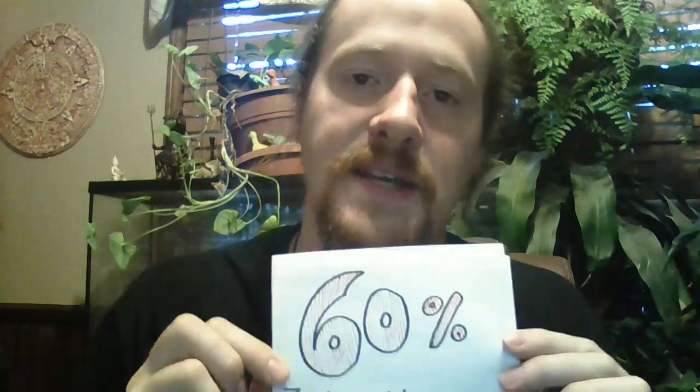Okay, so the grade breakdown. I've got my fun little index cards here to give you a visual. I'm always trying to provide a visual. The grade breakdown is 60, 20, 20 in terms of percentage categories. The first percentage category is 60% for major writing assignments.